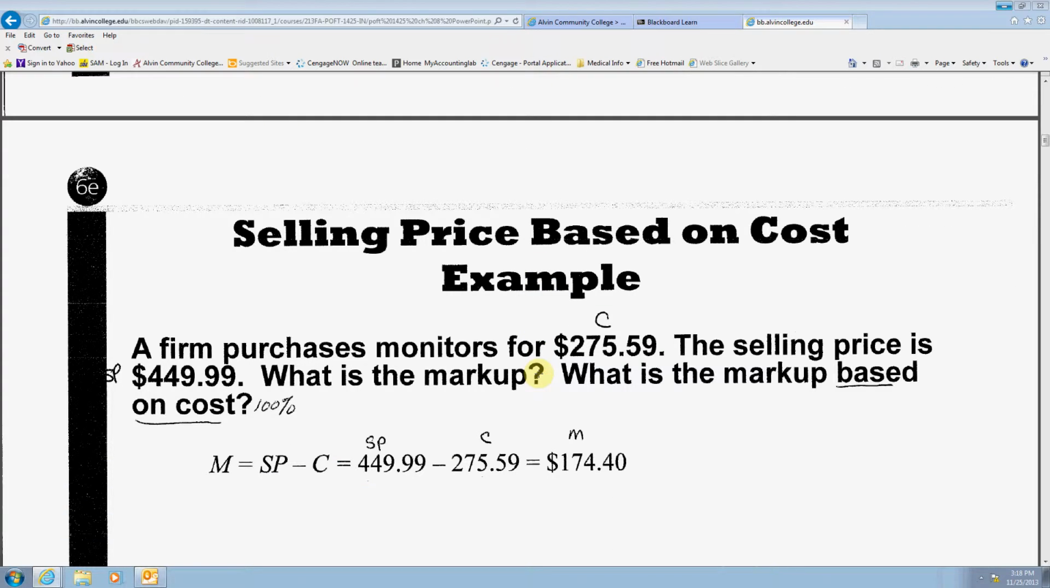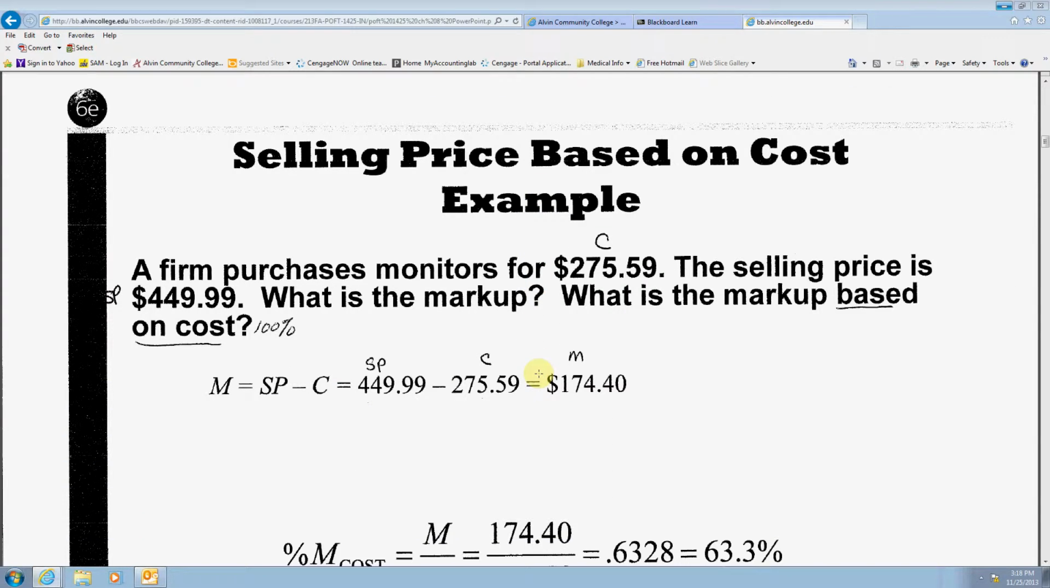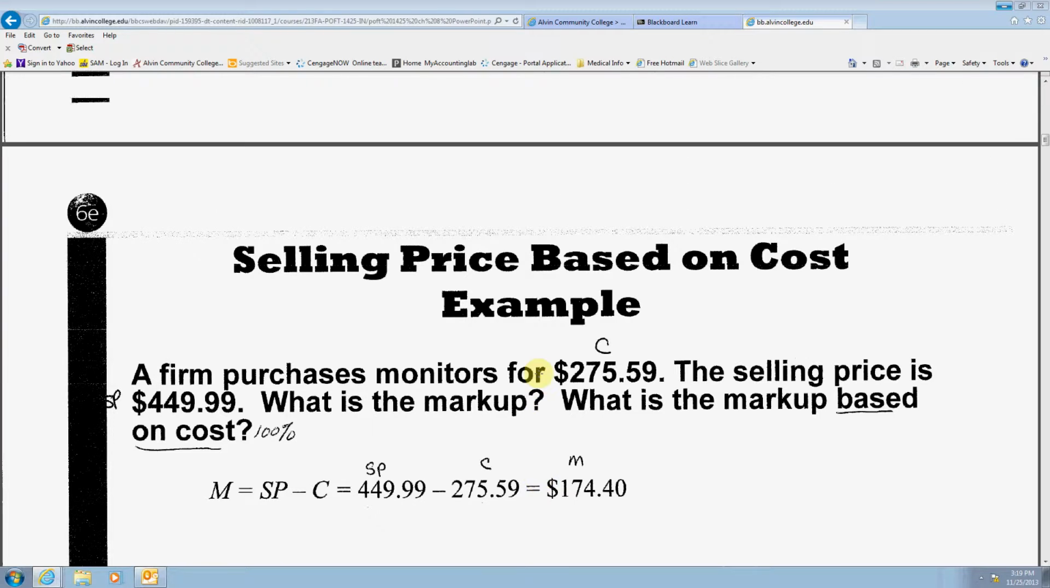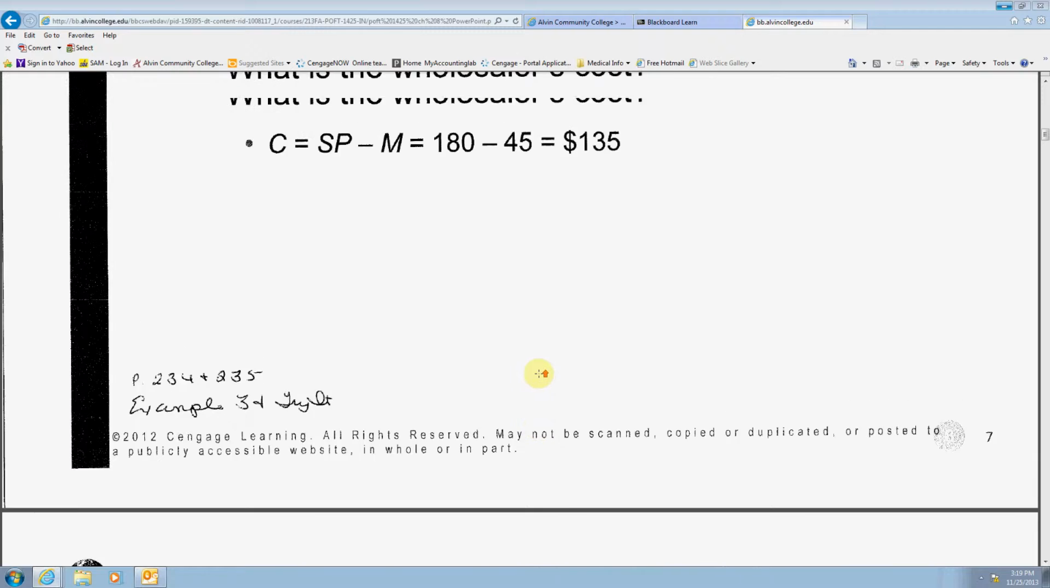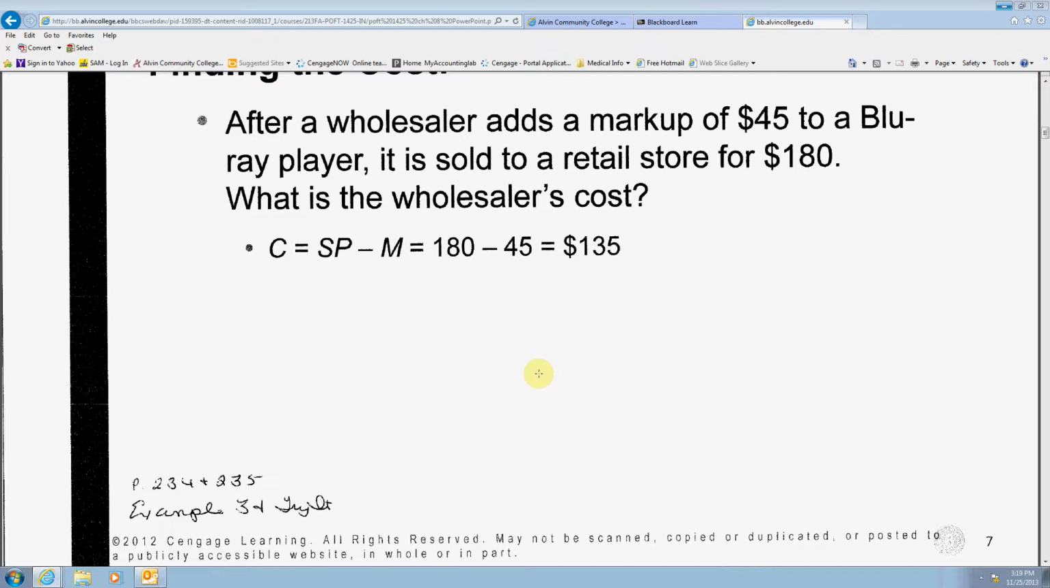The next part is selling price based on cost. Let's back up and look at this. You can try this by going to page 234 and the top of page 235, where they have a Try It, and then you can check at the back of the book or the back of that chapter to see if you have it correct. So I would do that before you go on.